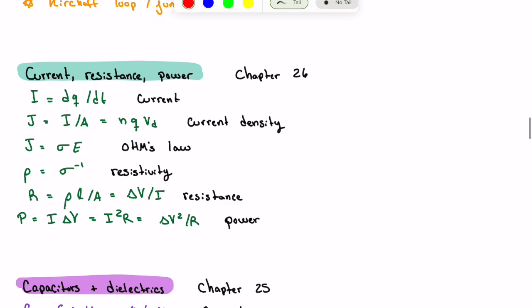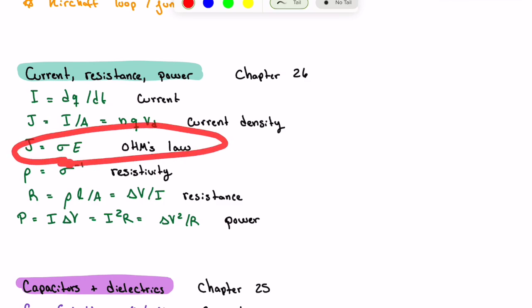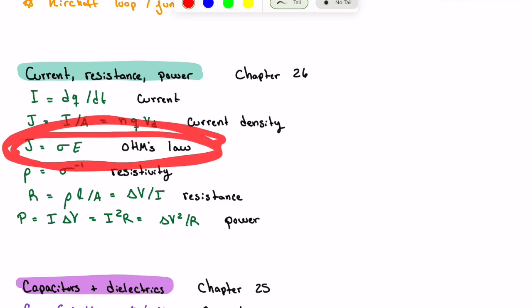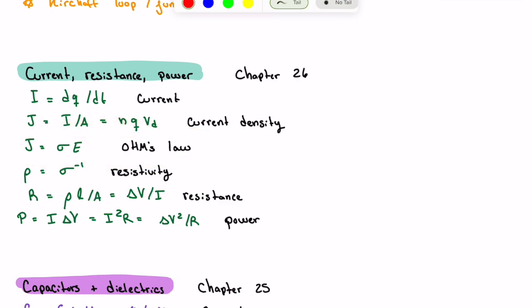In chapter 26, we learned about current, resistance, and power, where this is the definition of current: I is equal to dq over dt. We looked at current density, which is just current per unit area. We learned that this is Ohm's law, where J, the current density, is equal to the conductivity times E, our electric field. And the idea here is that if a material obeys this Ohm's law, then we can also say that R is equal to delta V divided by I.